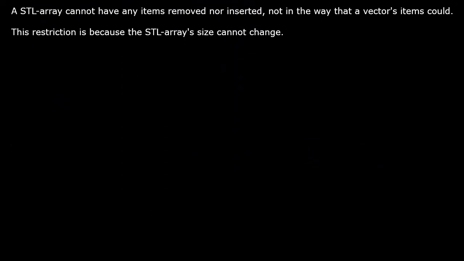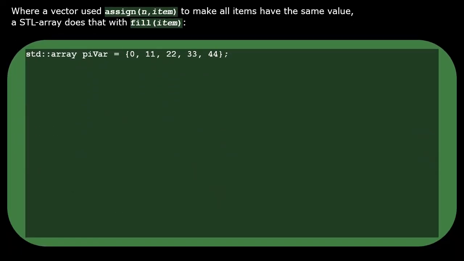A STL-Array cannot have any items removed nor any items inserted, not in the way that a vector's items could be. This restriction is because the STL-Array size is not allowed to change. Recall that vectors had an assign function, which was used to make all of its items have the same value. An STL-Array accomplishes that same thing with this fill function.